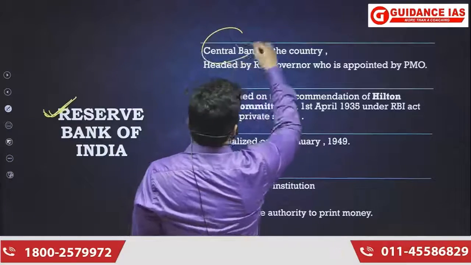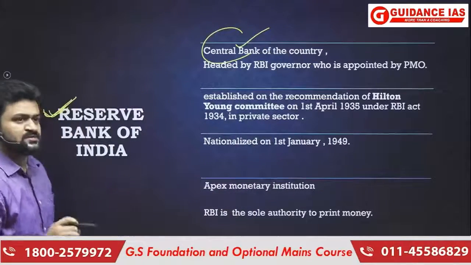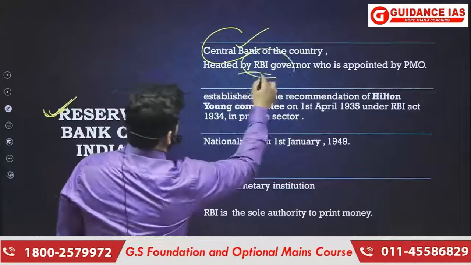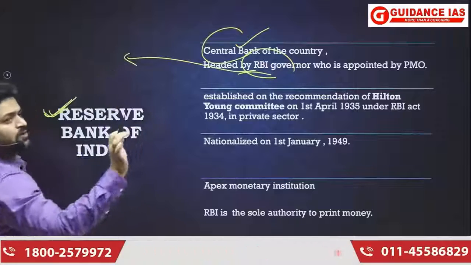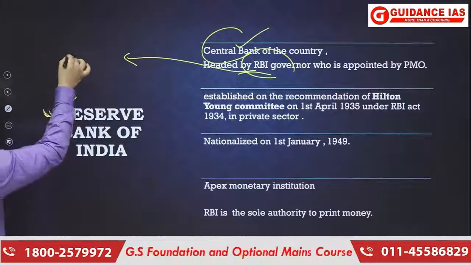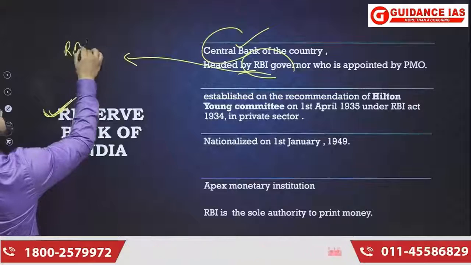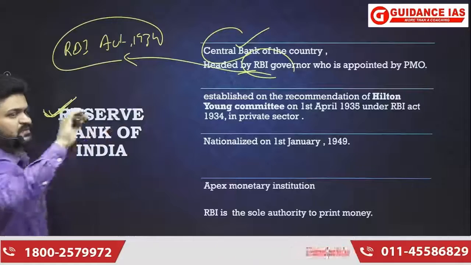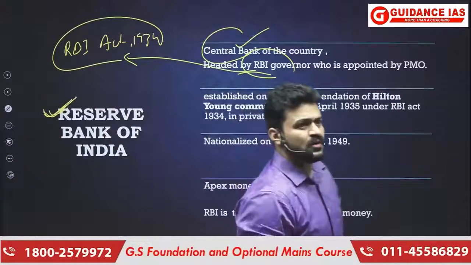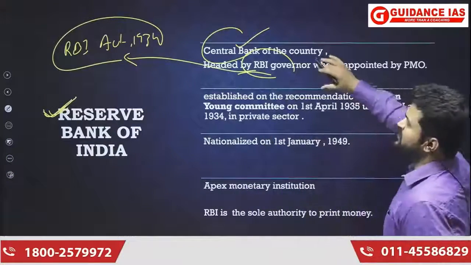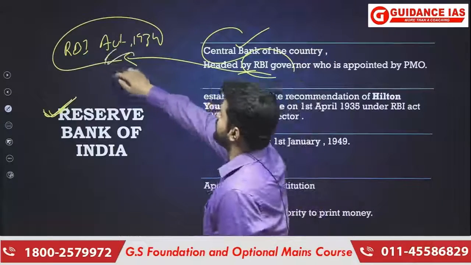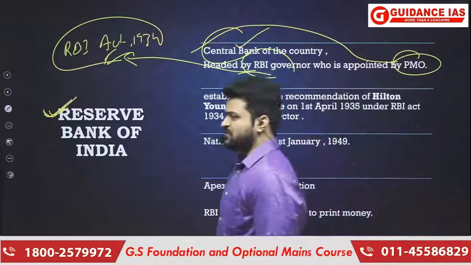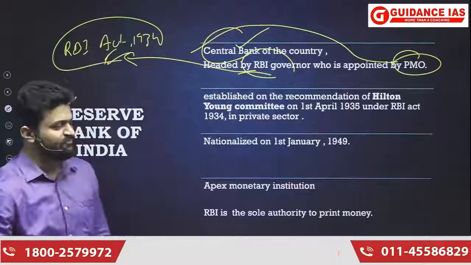It is the central bank of the country, and it is the apex monetary institution. It is headed by the RBI governor. The appointment of the RBI governor is governed by the RBI Act 1934. It says there will be one RBI governor and not more than four deputy governors. And the RBI governor, according to the Act, is appointed by the Prime Minister's office on the recommendation of the Finance Ministry.